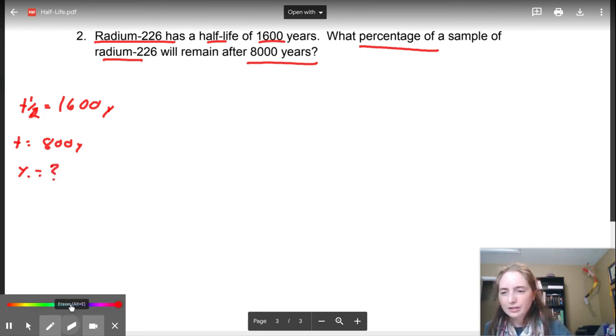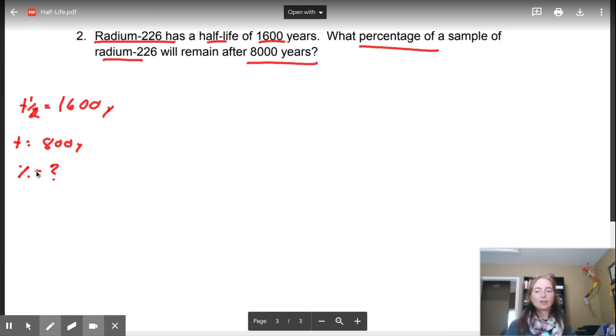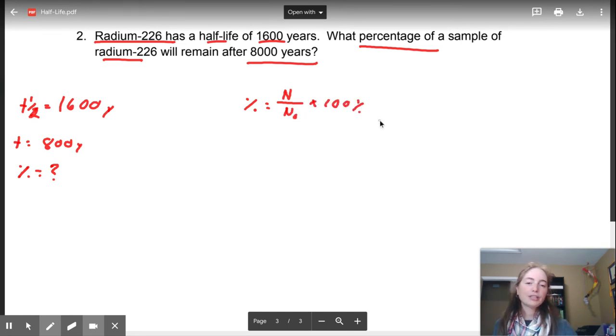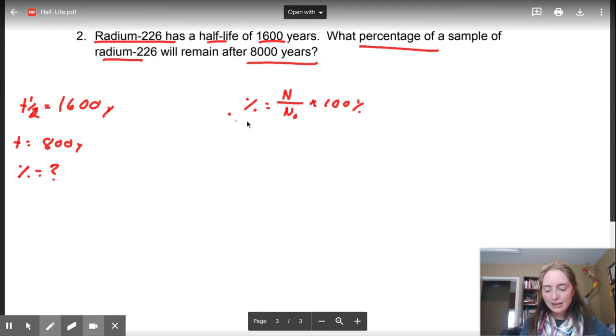That's a wonky looking percent. Let's fix that. There. Okay. Well, ladies and gentlemen, let's look at our percent. Percent remaining is going to equal the N remaining, the amount of radioactivity remaining, divided by the original amount times 100%. You don't have enough information to get N and N0, but we do have enough information to get the value of N over N0. So that's going to be our final step.